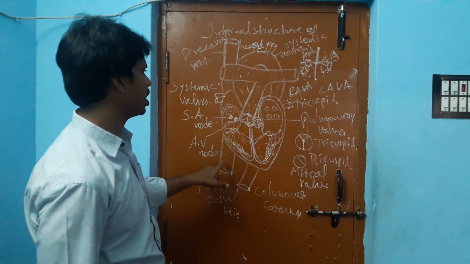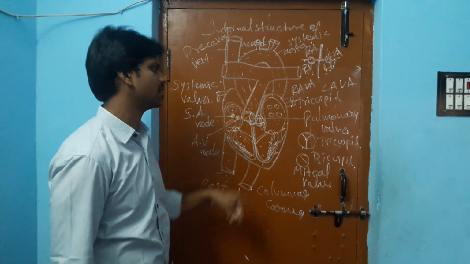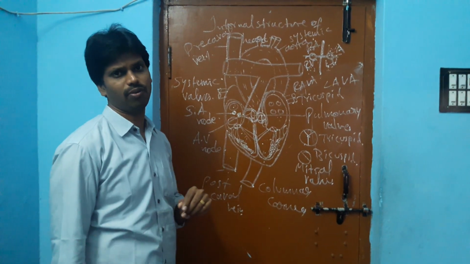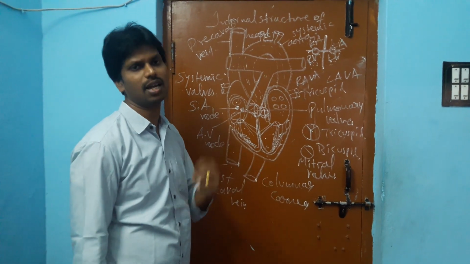One is the superior vena cava, the inferior vena cava. Four pulmonary veins are present, the systemic aorta, the pulmonary artery, the coronary veins. And the walls of the arteries are thicker than the veins because they have to withstand high pressure.